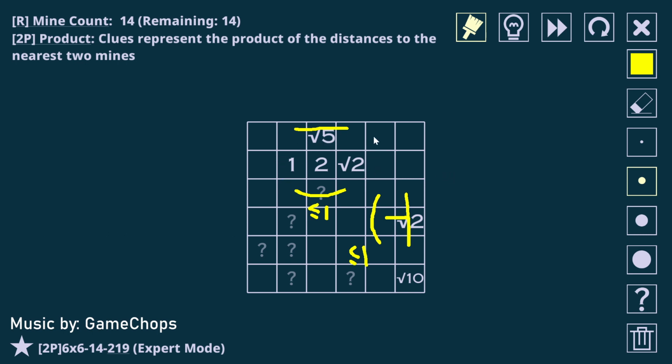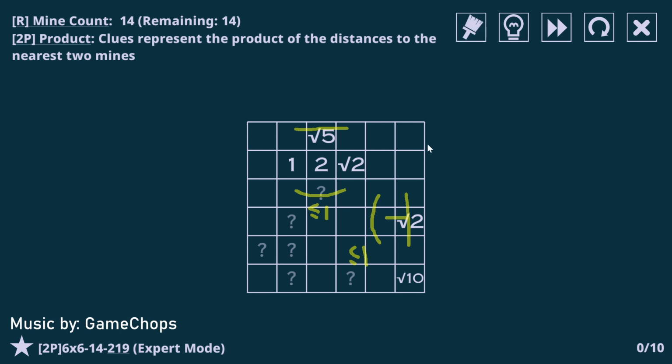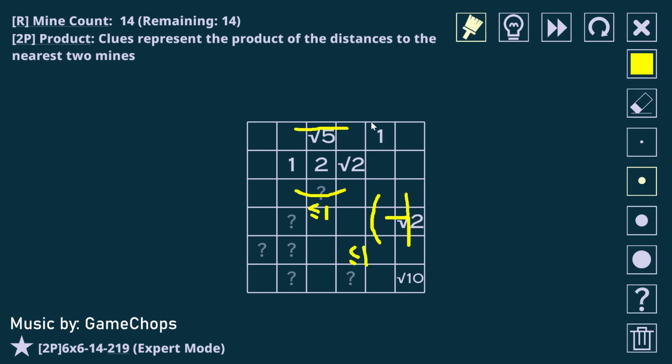Oh, I just realized there can't be a mine here because we know this 1 is a 1 and a 5. This mine over here would be 2 away, which is in between 1 and root 5. So that's a 1 now, which means that there is at least 2 mines in here. At least 2, yeah. I don't know how to mark that. But I guess we don't really need to if we just remember.